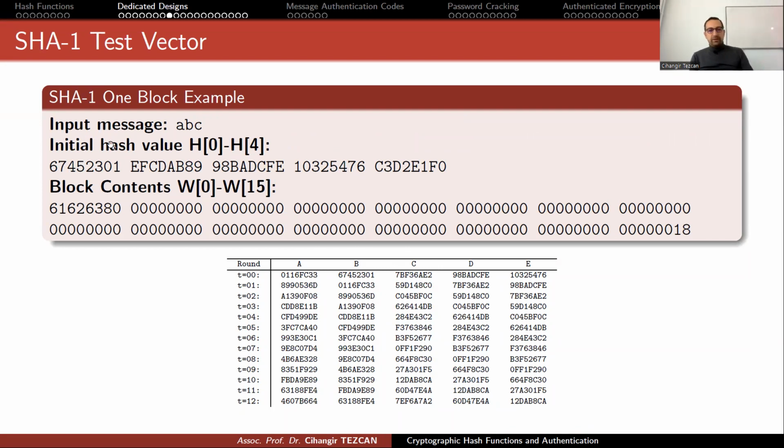This can be seen as a test vector, but I also want to show how hash functions work in practice. So assume that your input message is ABC. This is very important. I'm writing these characters as ASCII code. All of them represent a single byte. This is not hexadecimal notation.